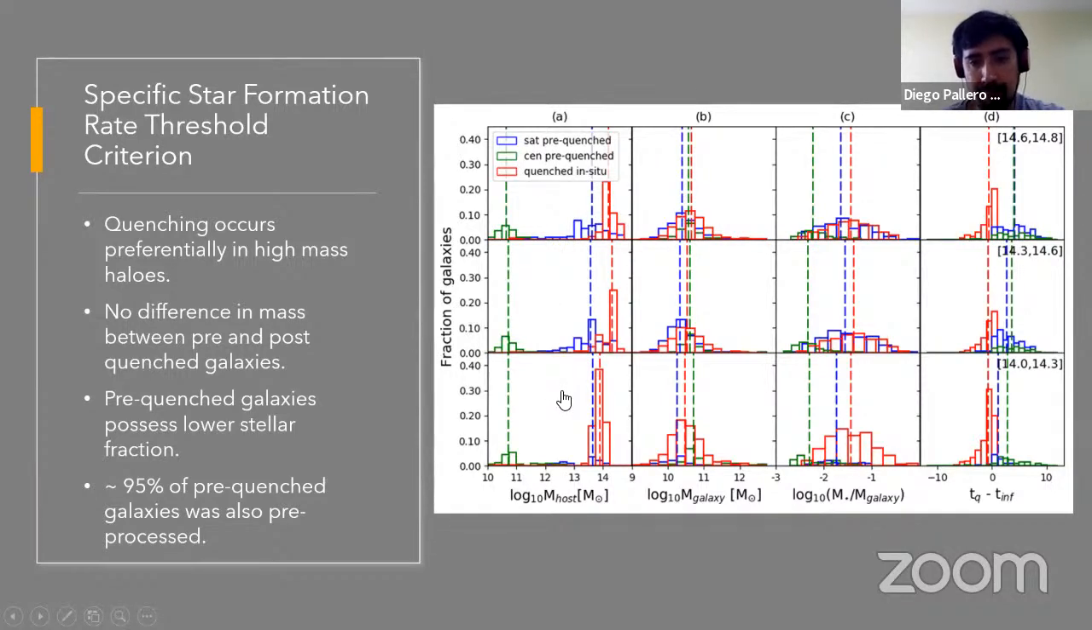And it doesn't have much to do with the mass of the galaxy, as we can see here from the B column. There are no large differences between the different populations of satellite-quenched, central-quenched, or galaxies quenched within the same cluster. We cannot see large differences between the different populations of galaxies. It has more to do with the environment than with the mass of the galaxy.